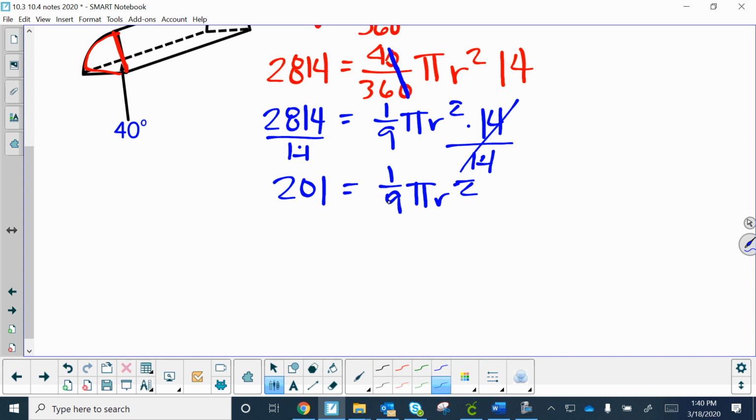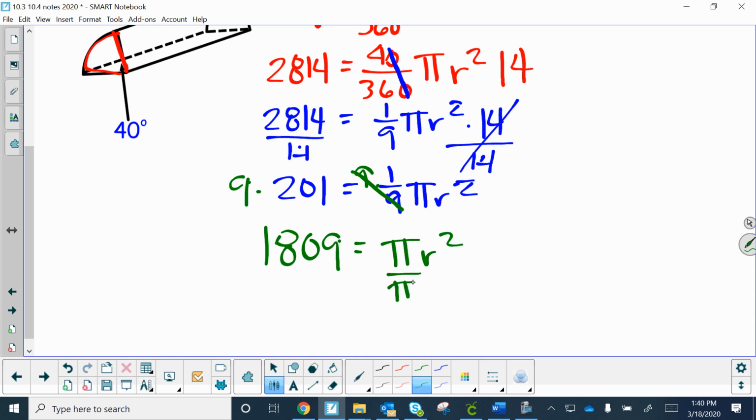How do you get rid of the 1/9? Well, you want to go ahead and multiply by 9 to get rid of that. Whatever you do to one side, you have to do to the other. So I'm going to multiply that by 9. So 201 times 9 is 1,809 equals pi r squared. We're getting closer to getting r by itself. The next step would be to divide by pi to get rid of that.